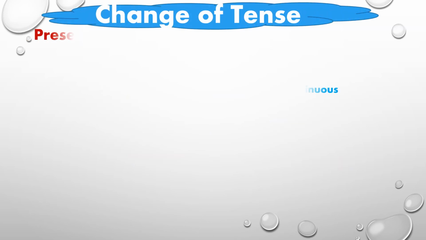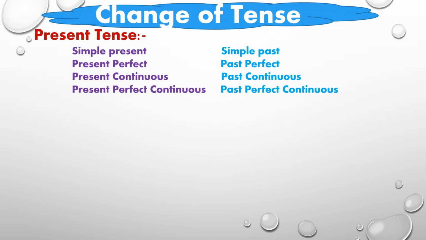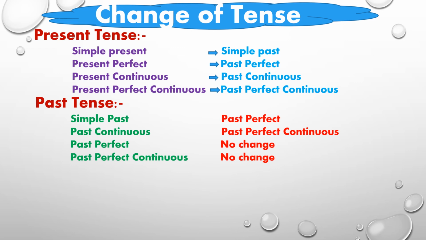Change of tense. Present tense: simple present will be converted to simple past. Present perfect will be converted to past perfect. Present continuous will be converted to past continuous. Present perfect continuous will be converted to past perfect continuous. Past tense: simple past will be converted to past perfect. Past continuous will be converted to past perfect continuous. Past perfect, no change. Past perfect continuous, no change.